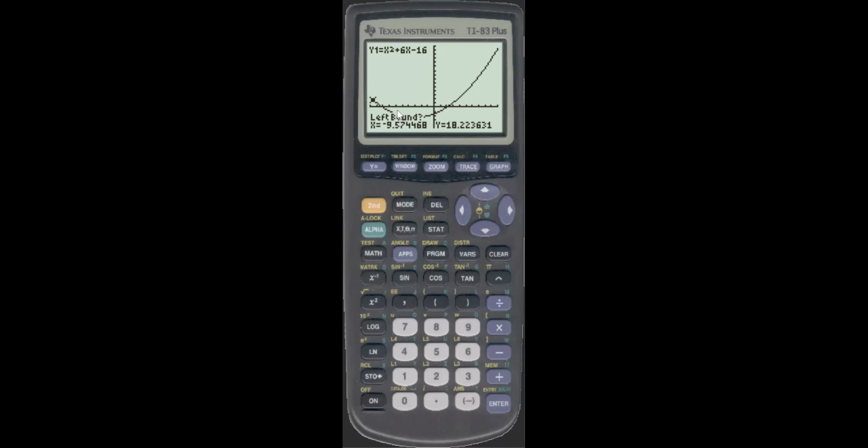Now, sometimes the cursor goes off the screen. You just got to get back to where you can see it, and you hit enter. Now it asks for the right bound. Right bound is below it. So you go below it, hit enter, and then you guess. And hopefully if you've done it right, you get -8,0.